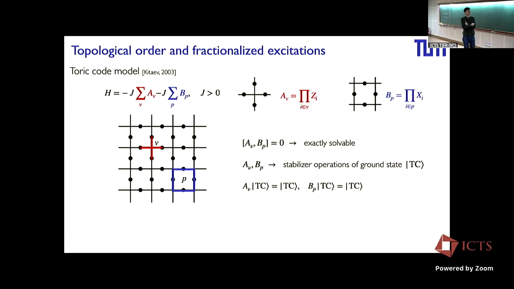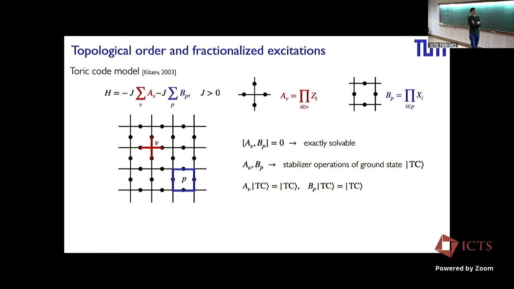This means that each term of the Hamiltonian is commuting, and this makes the model exactly solvable, because the elements of the Hamiltonian are so-called stabilizers, and the ground state is an eigenstate of these stabilizers. The vertex operator on the toric code state just gives back the toric code state, and the plaquette operator as well. This is because of the sign convention which we have in Kitaev's model.